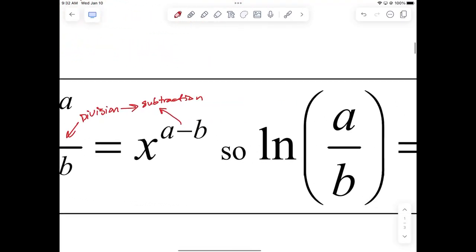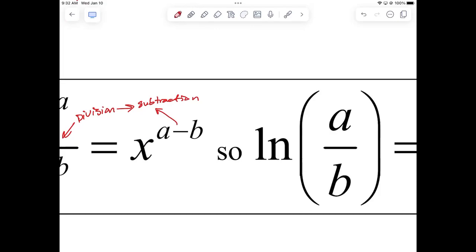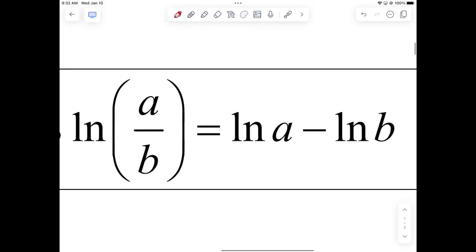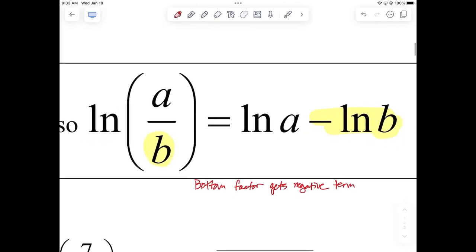Well, we turn that on its head and we get this. What do you think the natural log of A divided by B is going to be? Very good. Natural log of A minus the natural log of B. Notice which one is negative? The term that's negative is the one that came from the denominator. Yeah. So the bottom factor gets the negative term because that's where the division was. The bottom factor gets the negative term. Natural log of A minus the natural log of B.